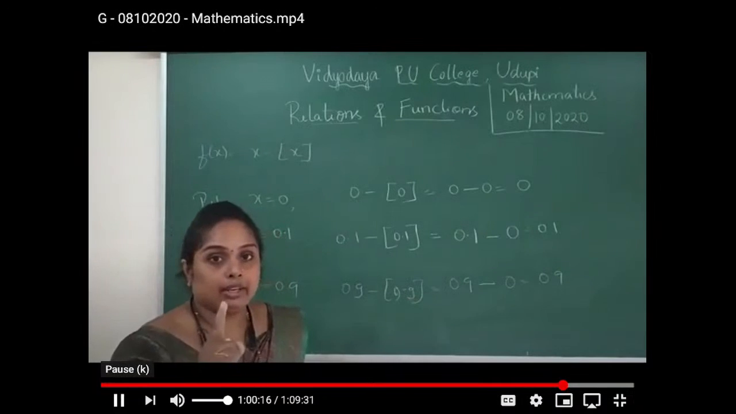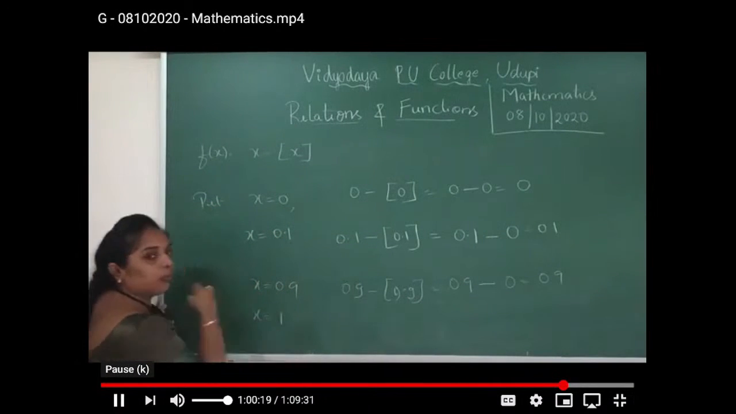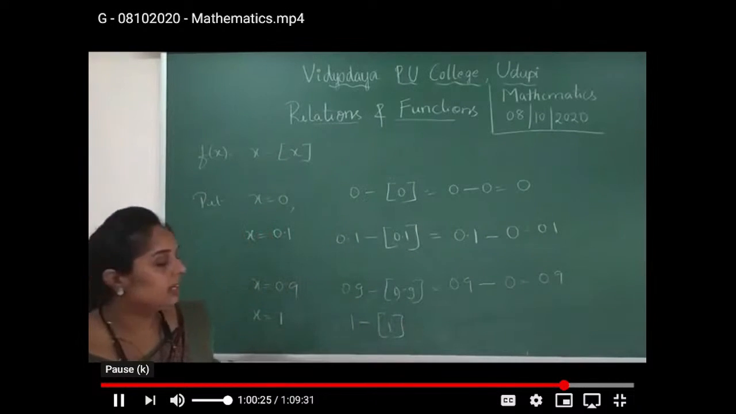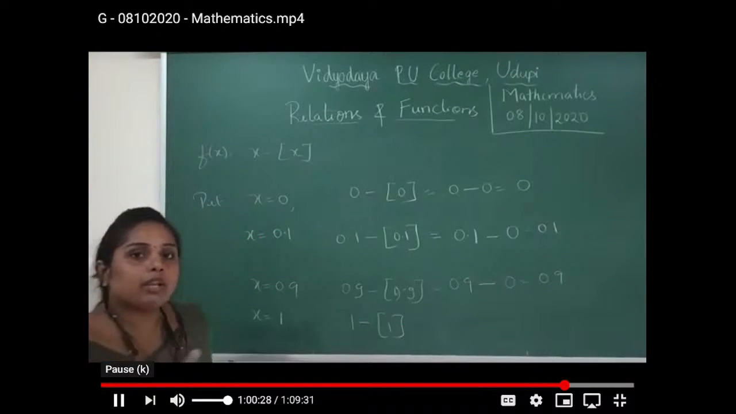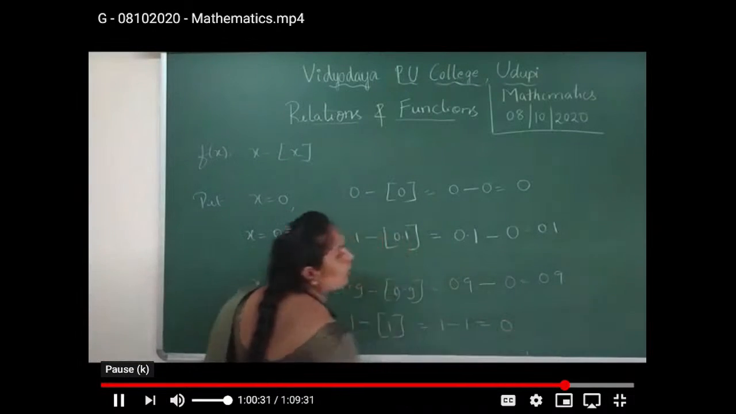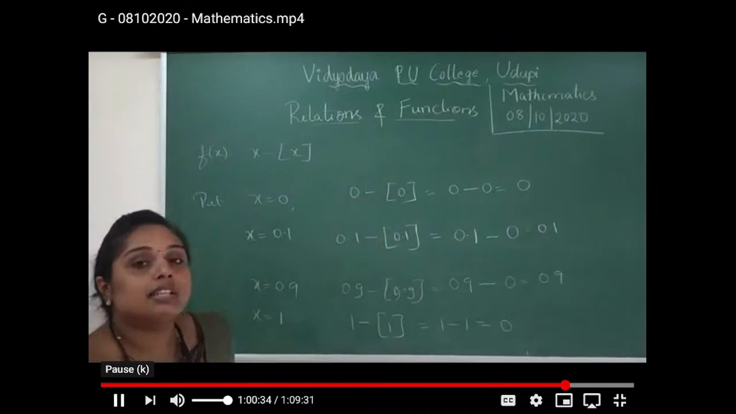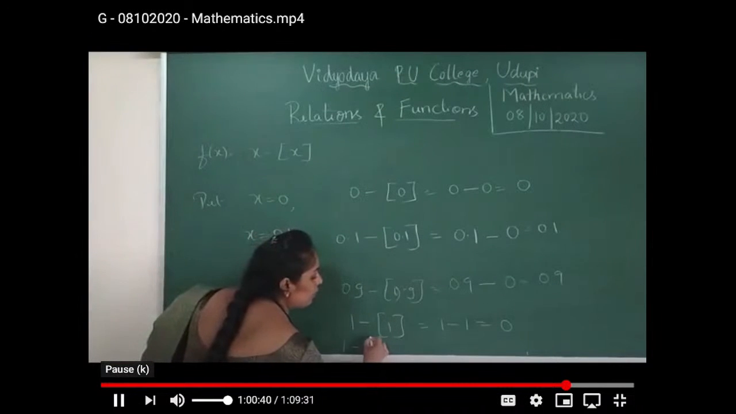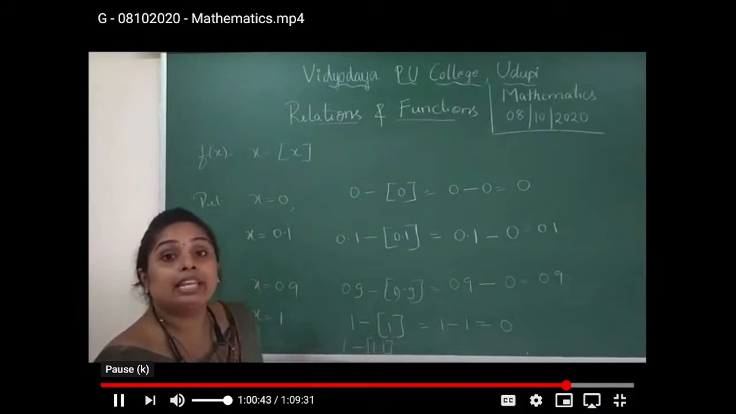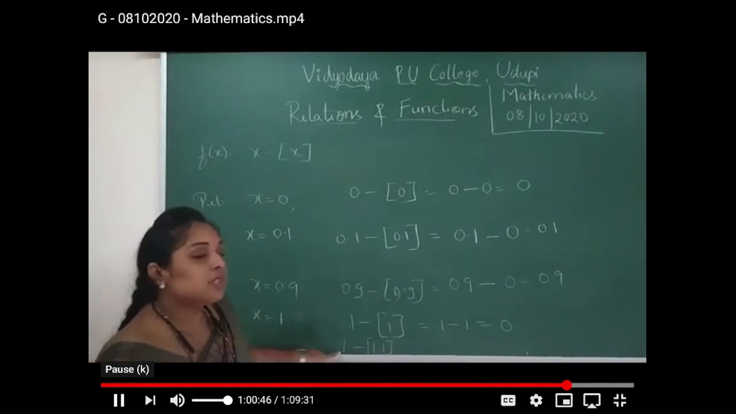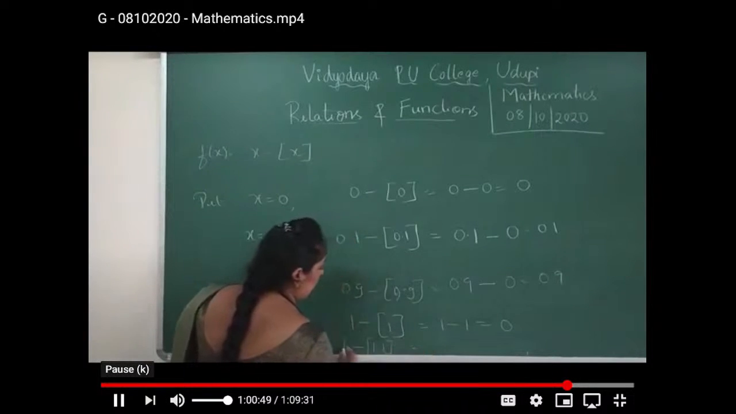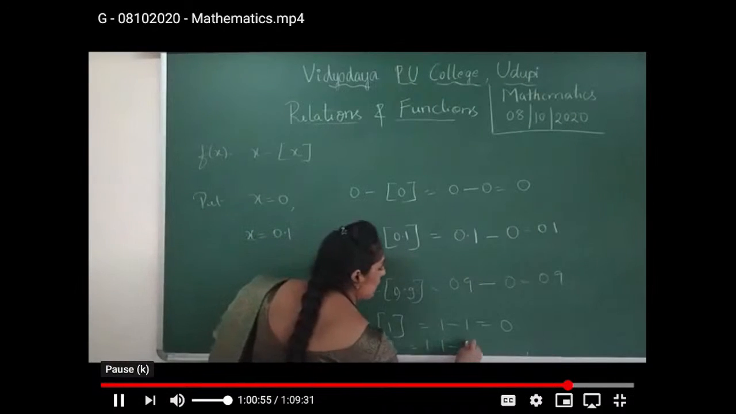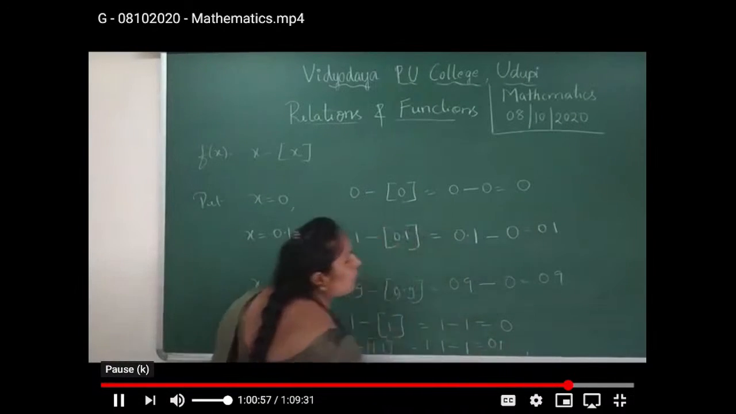In case I put 1, let us see. If I put x equal to 1, what am I getting? 1 minus box 1. Greatest integer of 1 is 1 only. 1 minus 1, and that is 0. Again I am getting 0 only. Next, if I put 1.1, what happens? 1.1 minus box 1.1. What is box 1.1? The integer less than it, so 1. So 1.1 minus 1, your answer will be 0.1.